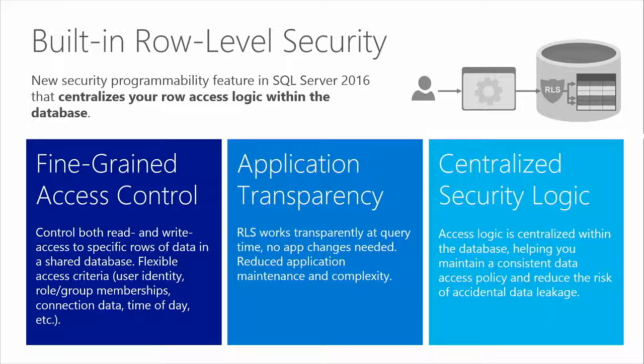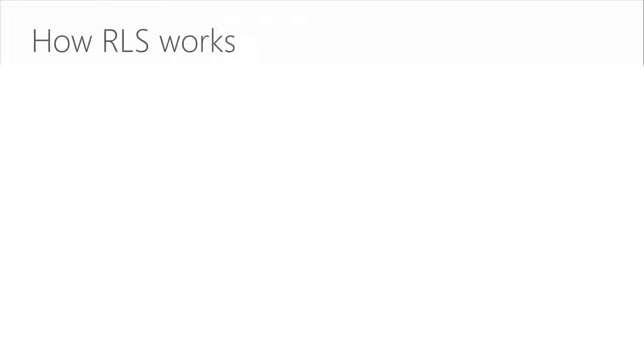So the third point that RLS offers here is centralized security logic. And what this means is that your data access logic is all centralized within the database itself. And what's great about this is that it helps you maintain a consistent data access policy across all the different applications that need to access this data. And not only that, but it also helps you minimize the risk of accidental data leakage as your code base grows.